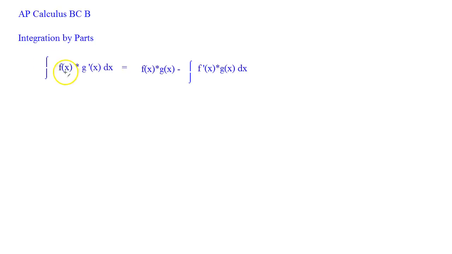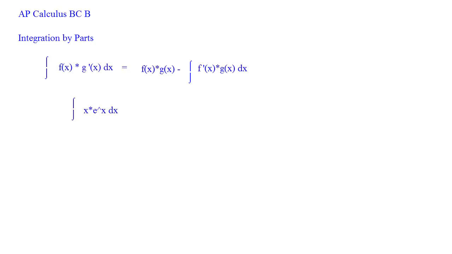The integral of f of x times g prime of x dx is going to be f of x times g of x minus the integral of the derivative of f of x times g of x dx. Okay? All right, and so let's go forward with it. Let's try out some actual problems.